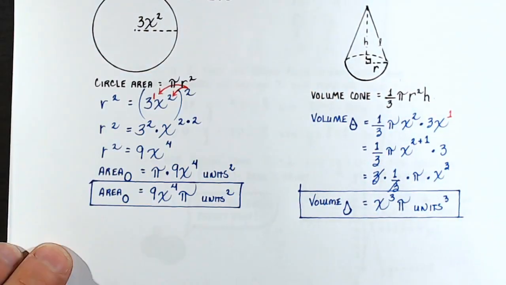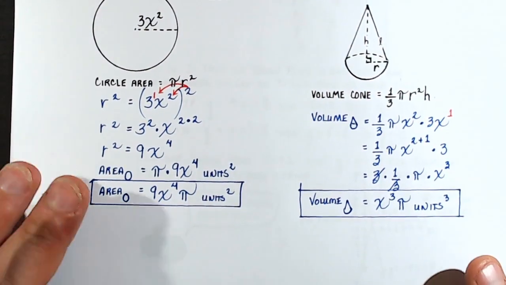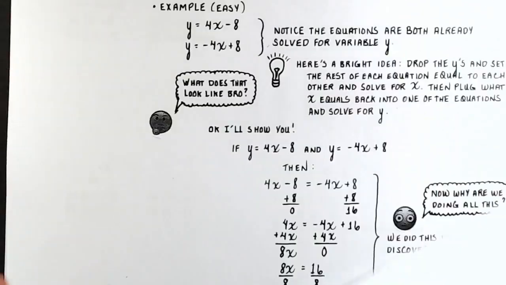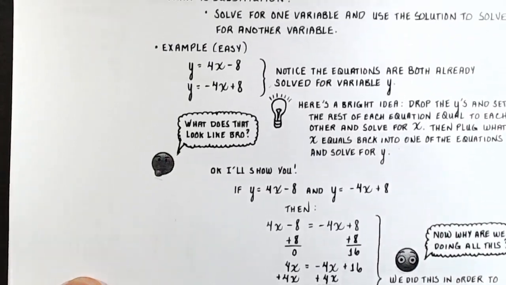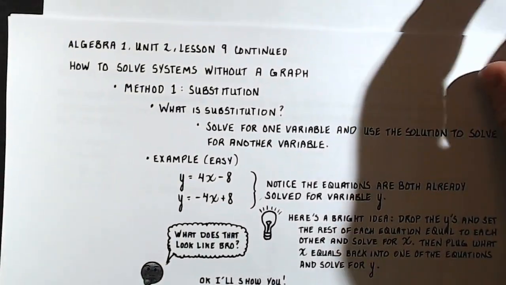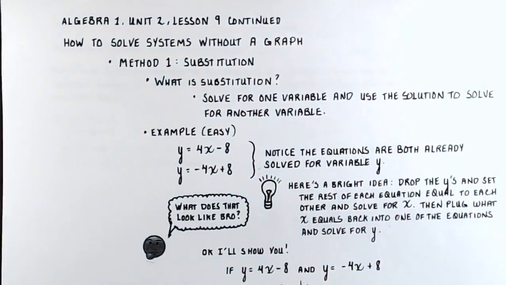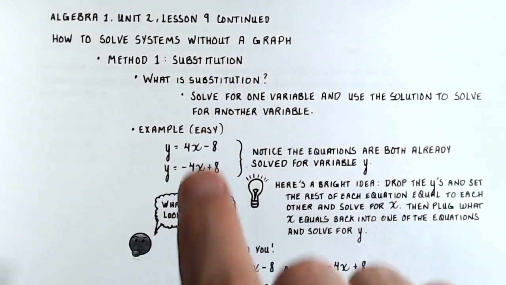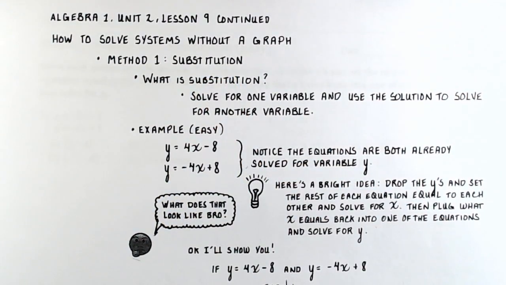Okay, so we've solved all 4 problems. And now we move on to the lesson content. How to solve systems without a graph. So we don't have a graph. And I said we were going to use this first method called substitution. And I'm going to let you read. What is substitution?